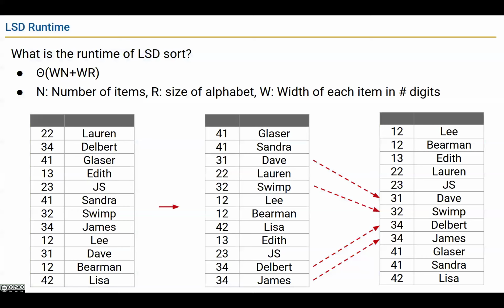Now, there are a lot of variables in here. In practice, most of these variables are going to be constants. The size of the alphabet, for example, is always 10 for numbers. We might actually pick a smaller number like 2 because computers like working in binary. But R is going to be a constant in general. W, the number of digits in each item, generally speaking, for integers, we can say is going to be constant as well, because Java limits the size of numbers to like a billion or so. That's only like 9 digits max.